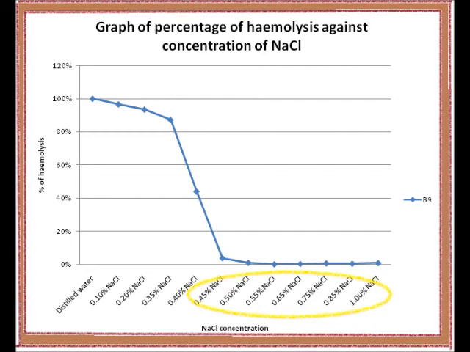Meanwhile, the remaining concentrations, 0.45%, 0.50%, 0.55%, 0.65%, 0.75%, 0.85% and 1%, are shown to be hypertonic because they have a low percentage of hemolysis. This might be due to the high amount of non-penetrating solute in the solution compared to the cell, and water molecules diffuse out from the cell, causing shrinkage.